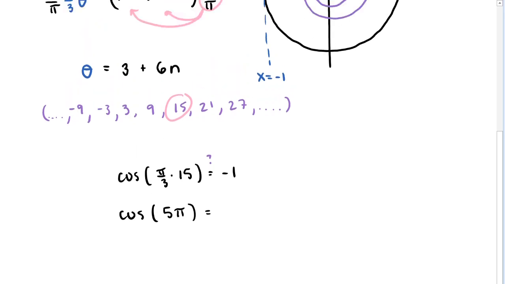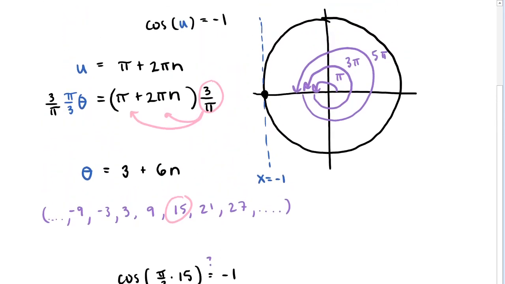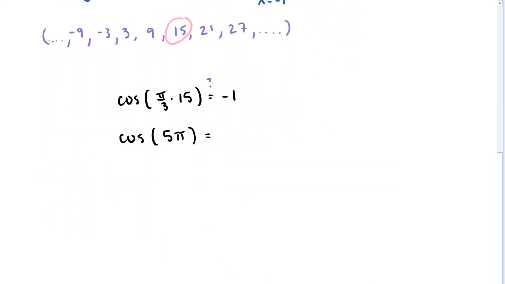Here, if we look at our unit circle, if we go around pi, and then 2 pi more, that'll be 3 pi, and then 2 pi on top of that, that'll be 5 pi, and that'll still bring us to this leftmost point on our unit circle, giving us an x-coordinate of -1. And so cosine of 5 pi will give us -1, telling us that 15 was a valid input, a valid solution to this original equation.